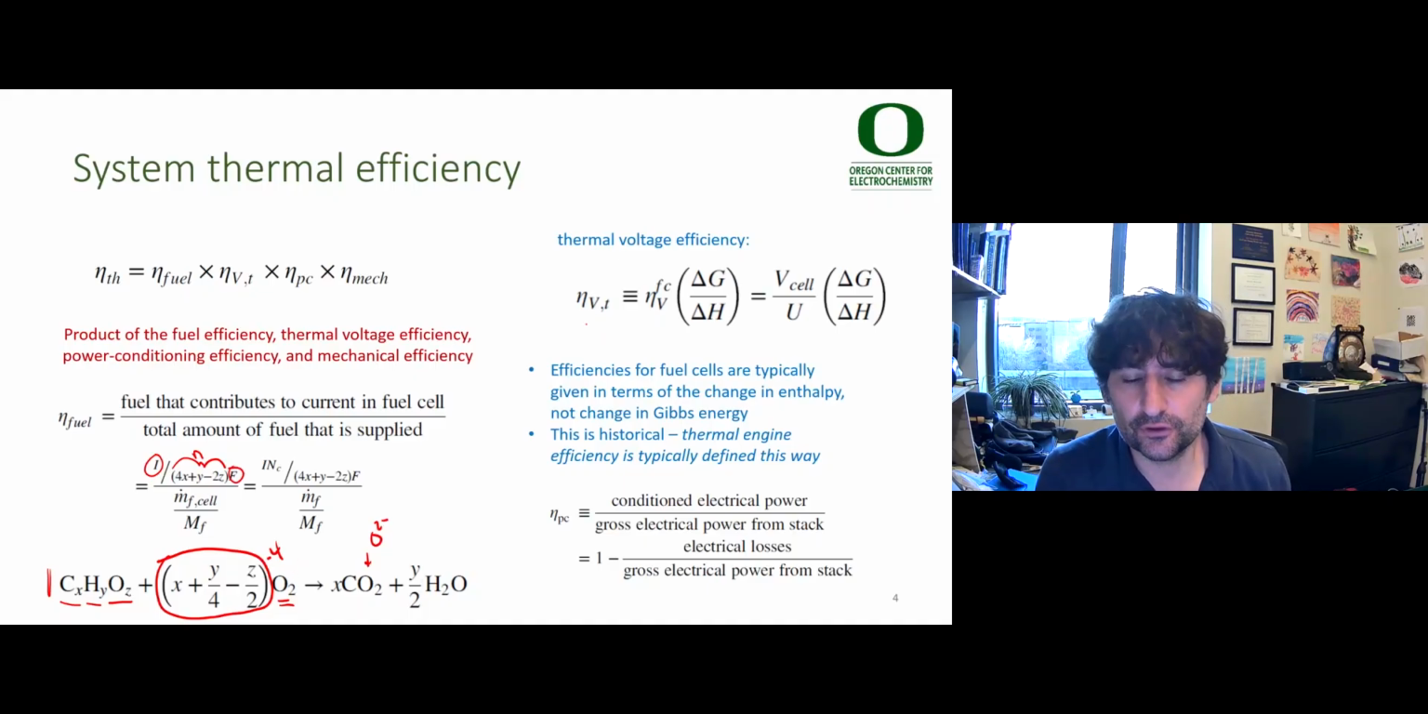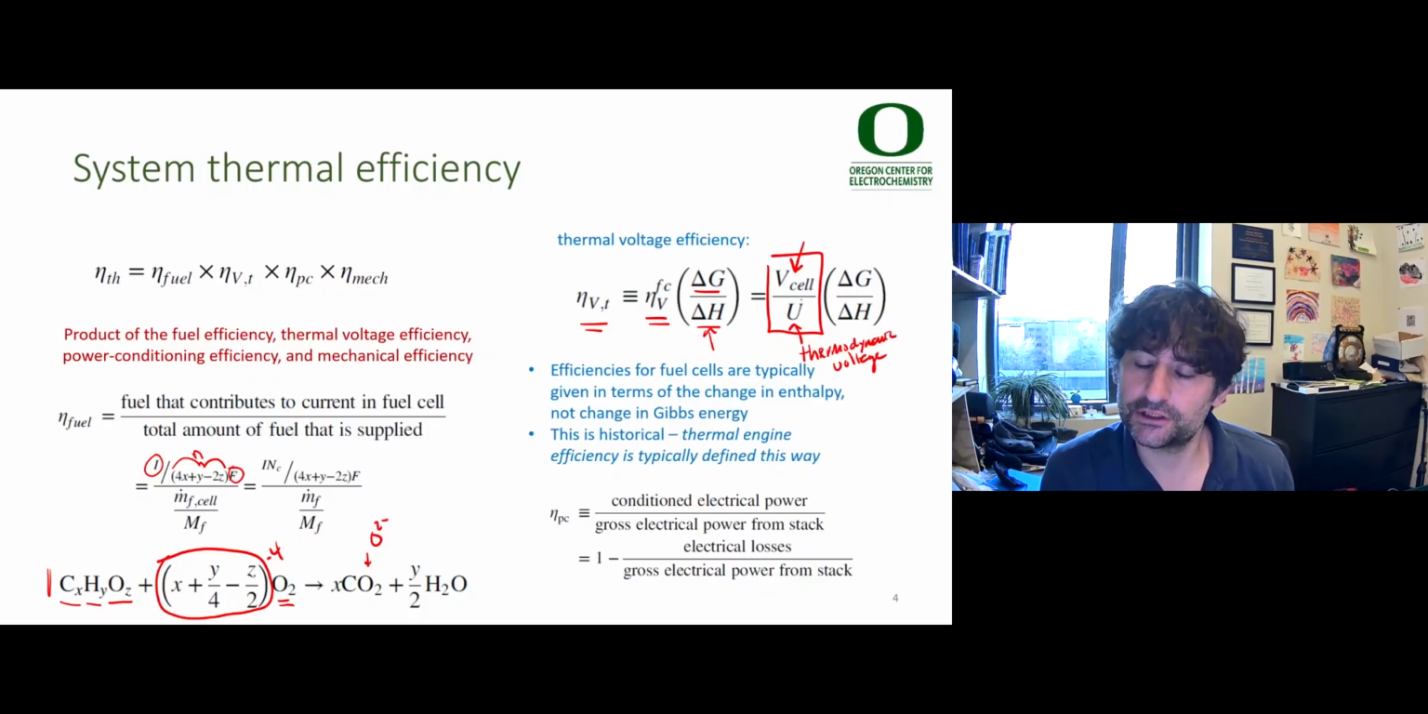The voltage thermal efficiency is calculated as the voltage efficiency as defined before, which is the ratio of the output voltage to the thermodynamic output voltage, times the ratio of delta G to delta H. Here it is rewritten explicitly with the voltage of the cell divided by the thermodynamic voltage, or the reversible voltage that you would expect based on thermodynamics.